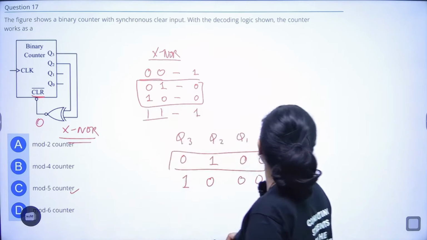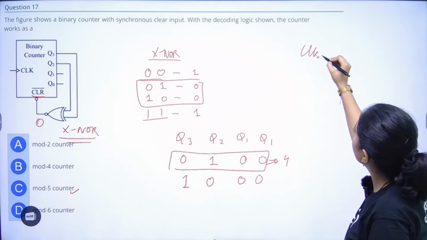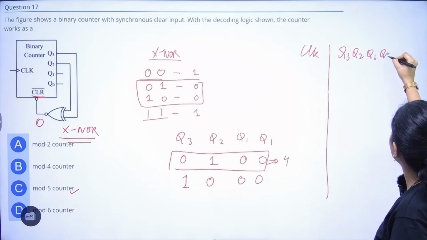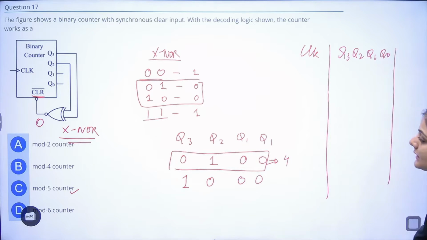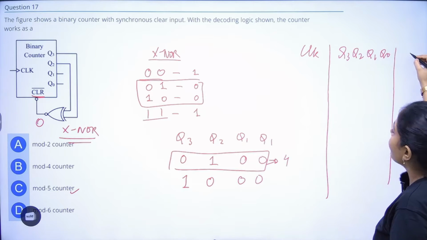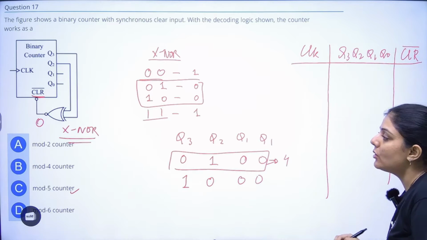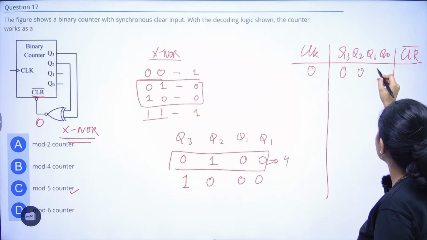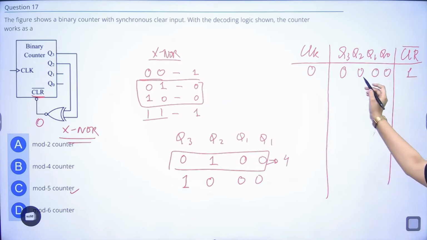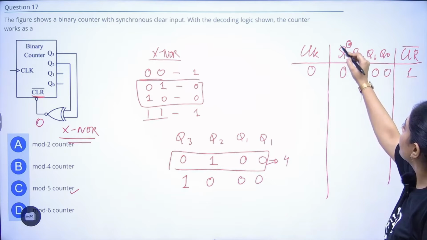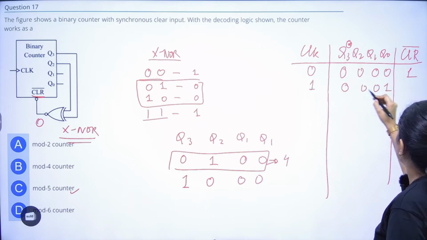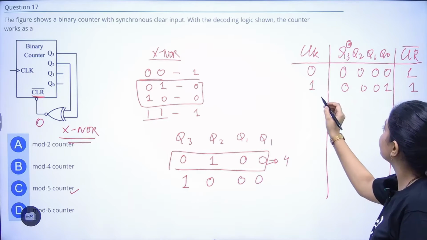Now let me give you the table. This is your clock. This is Q3, Q2, Q1 and Q0. And this is your clear signal, which is active low, so it should be 0 in order to clear the counter. At clock 0, it will be counting 0, 0, 0, 0. So clear is 1, because this and this XNOR is happening. At clock 1, it will count 1, 0, 0, XNOR is 1.